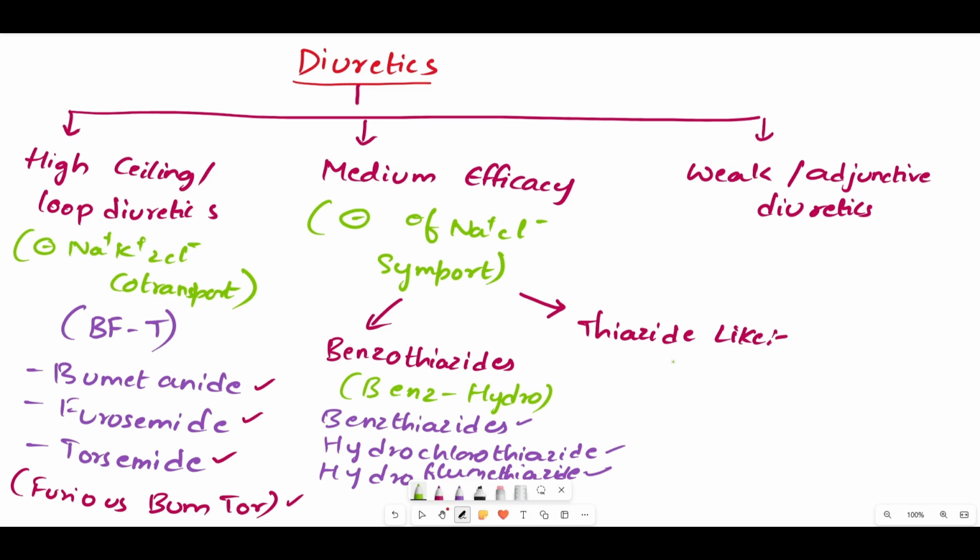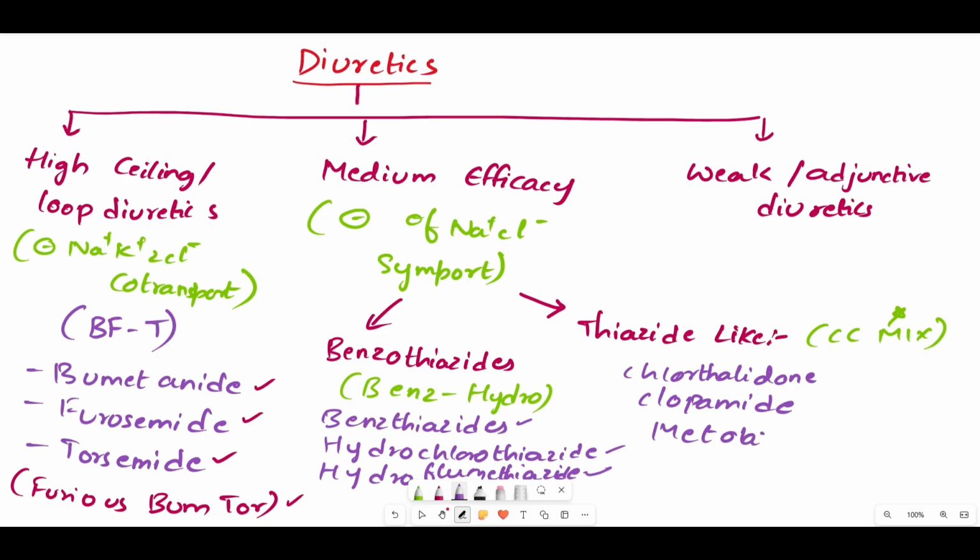Now coming back to the thiazide-like diuretics, remember it as CC mix. Just remember the trick CC mix, where C means it is chlorthalidone, C means it is clopamide, M means it is metolazone, I means it is indapamide, X means it is xipamide.